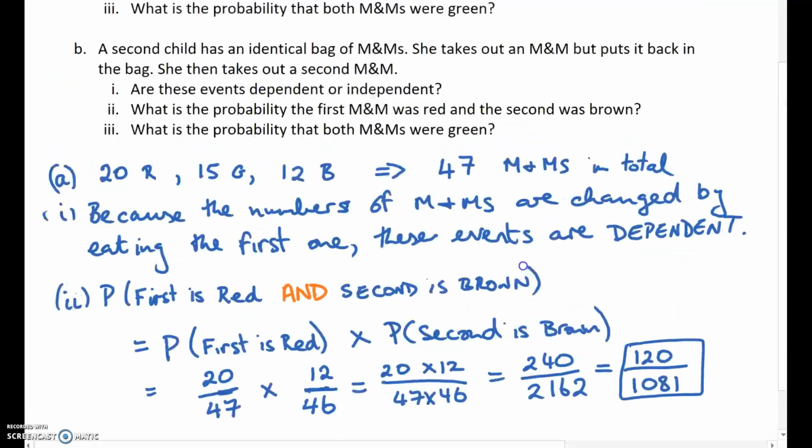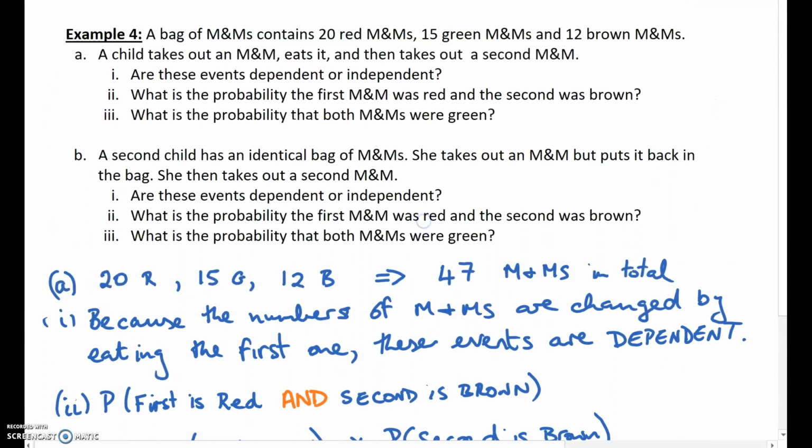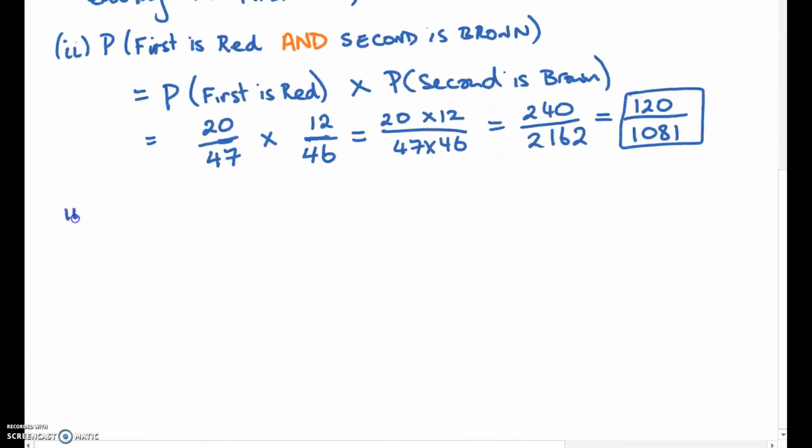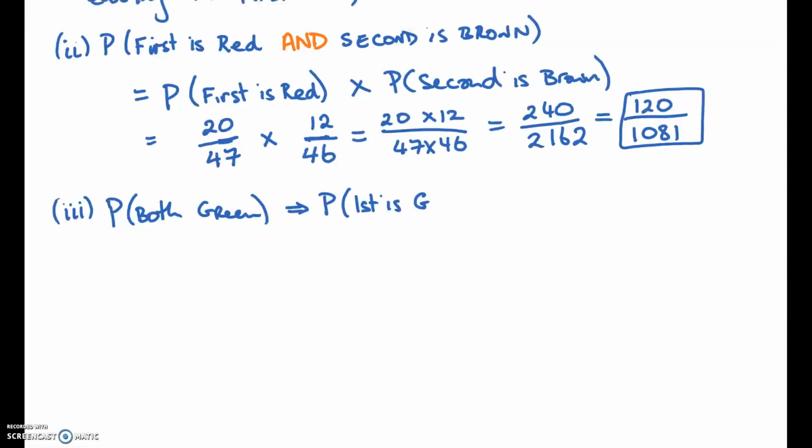Okay, the second part of this question, if we scroll back up here, the third part actually, what is the probability that both M&Ms were green? Okay, so now we're looking for the probability that both are green. Well, that's equal to the probability that the first is green and the second is green.